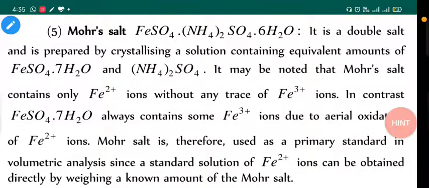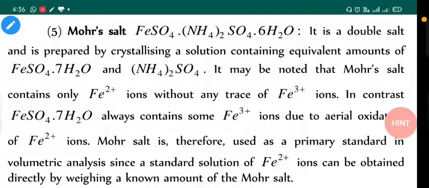Now Mohr salt, FeSO4·(NH4)2SO4·6H2O. It is a double salt and prepared by crystallizing a solution containing equivalent amounts of FeSO4 and (NH4)2SO4 as discussed earlier. It may be noted that Mohr salt contains only Fe2+ ions without any trace of Fe3+. In contrast, FeSO4 always contains some Fe3+ ions due to aerial oxidation of Fe2+ ions. Aerial oxidation means air will oxidize Fe2+ into Fe3+.